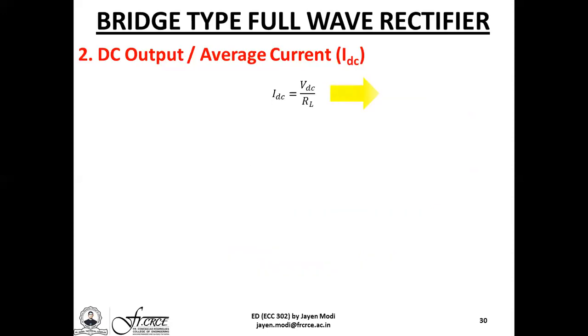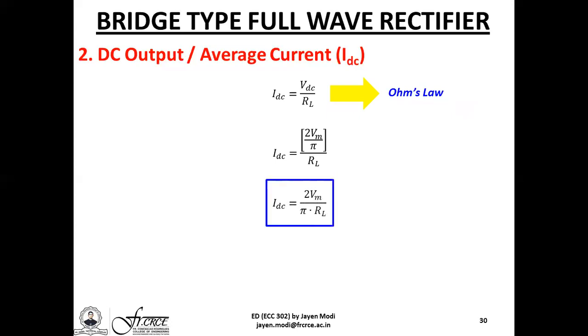Alternately, the expression for IDC is also given by VDC upon RL, as it follows Ohm's law. We already have the mathematical expression for VDC, that's twice Vm upon pi. So we get IDC is nothing but twice Vm divided by pi into RL, which is simply an alternate mathematical expression for the average or the DC output current. So this gives us IDC.